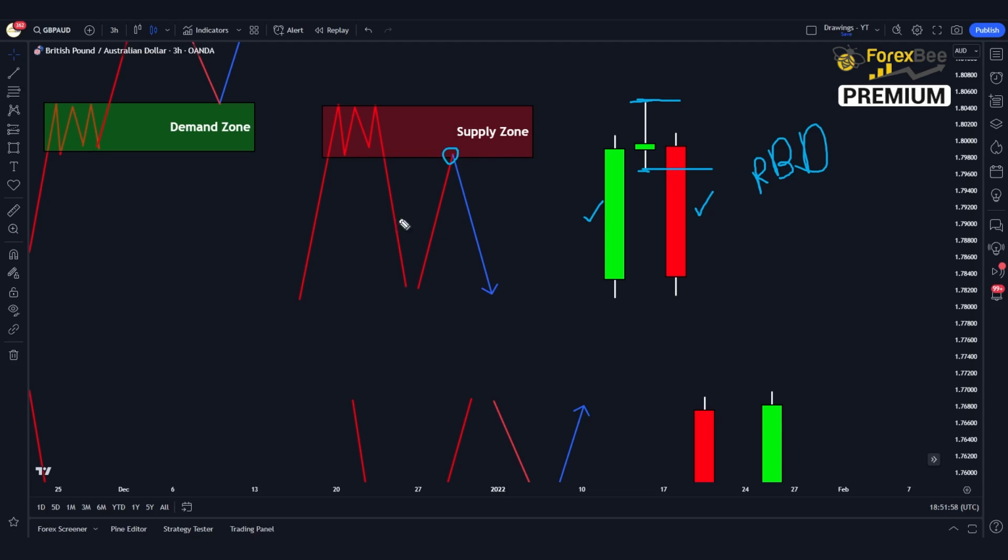As we can see here, there's the formation of this rally-based drop supply zone, and then here we are representing the market going back towards the supply zone to pick the supply, and then again it gives a big bearish move. Now let's go to the charts and identify these drop-based drop and rally-based drop supply zones on the charts in real time.